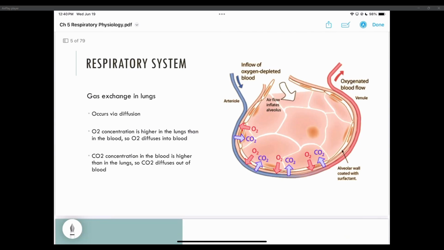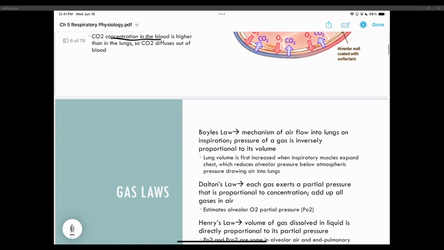Okay, so all gas exchange occurs via diffusion. They go right through. O2 concentration is higher in the lungs than in the blood, so therefore O2 will go into the blood, and that's the way we want it to go. CO2 concentration is higher in the blood because we're producing CO2 as a byproduct of our metabolism, and that excess CO2 diffuses into the alveoli, and then we exhale it out. So that's O2 and CO2.